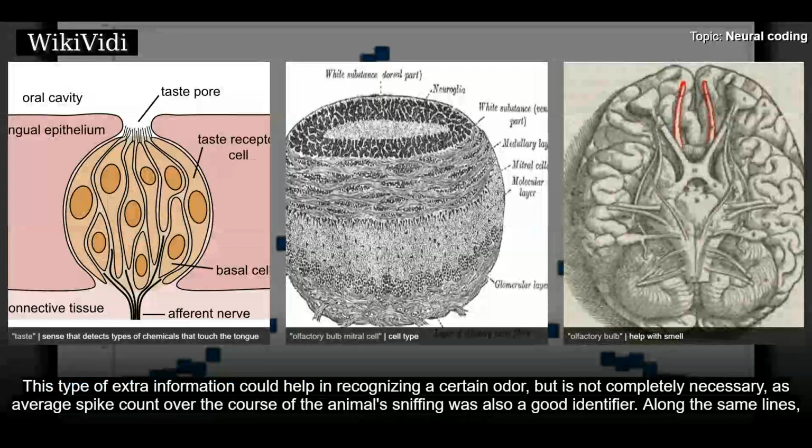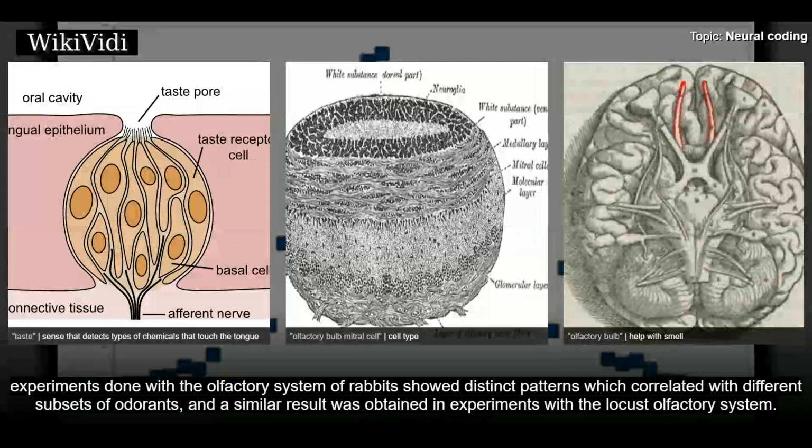Along the same lines, experiments done with the olfactory system of rabbits showed distinct patterns which correlated with different subsets of odorants, and a similar result was obtained in experiments with the locust olfactory system.